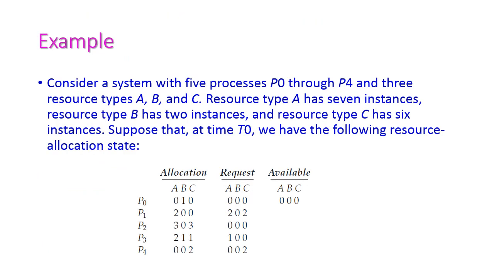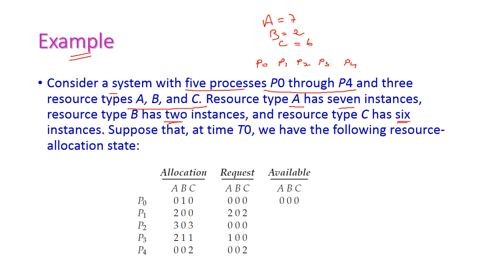Now let us see one example of this Banker's algorithm for detecting deadlock. Consider a system with 5 processes, P0, P1, P2, P3 and P4, and 3 resource types A, B and C. Resource type A has 7 instances, B has 2 instances, and resource type C has 6 instances.